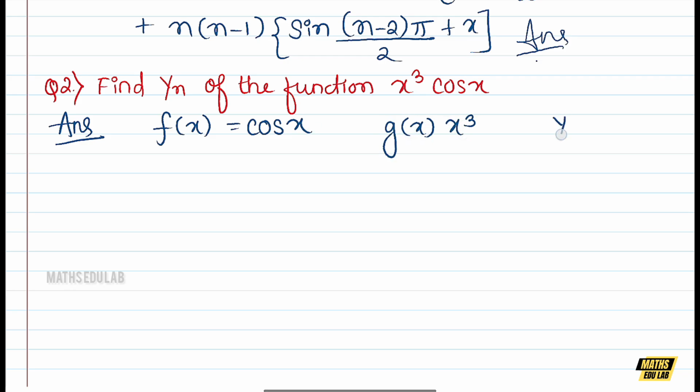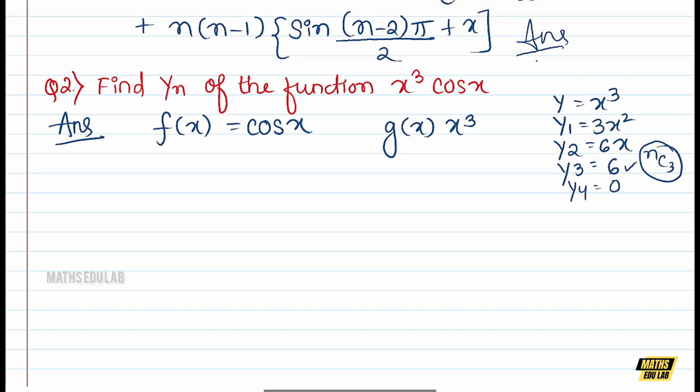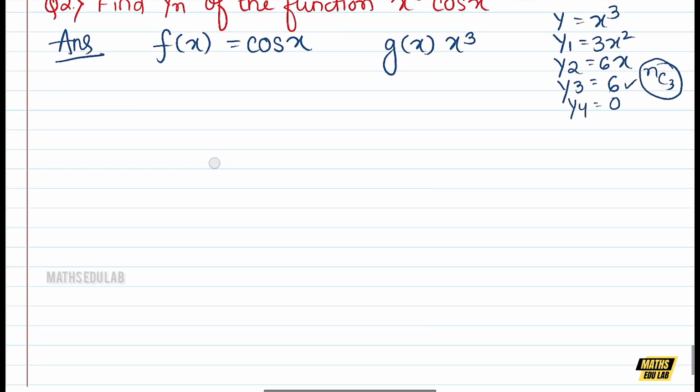When I take the derivative of x cube, I get 3x square. The second derivative is 6x, the third derivative is 6, and the fourth derivative is 0. So I will take nC3 up to that step, since we only have values up to nC3, and after that the value is 0.